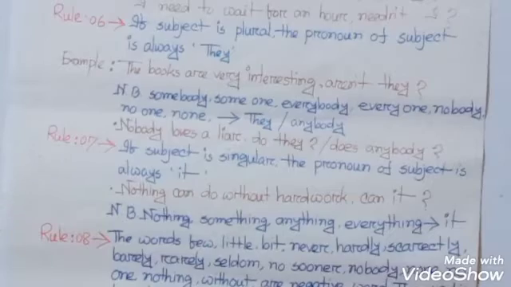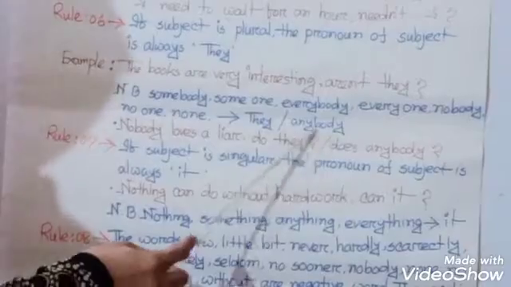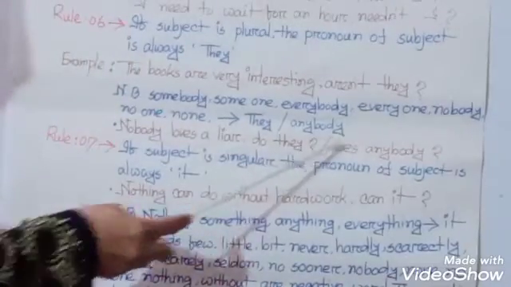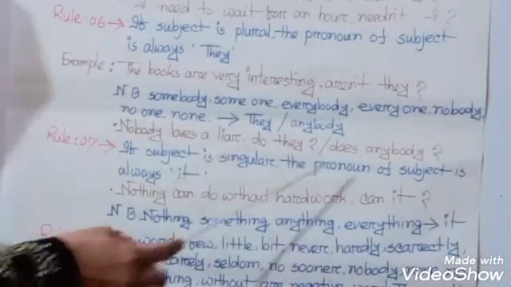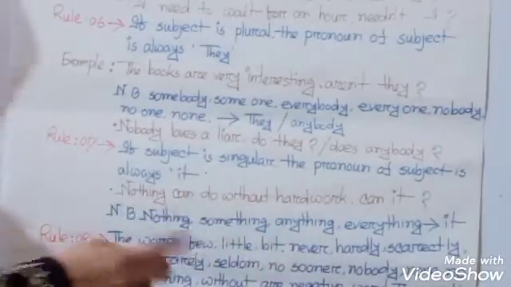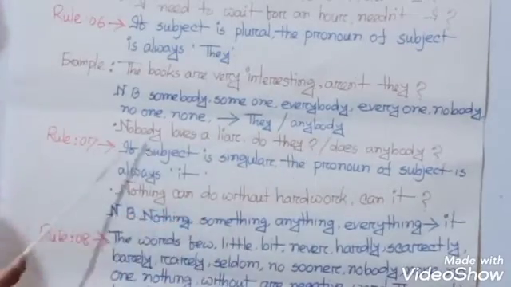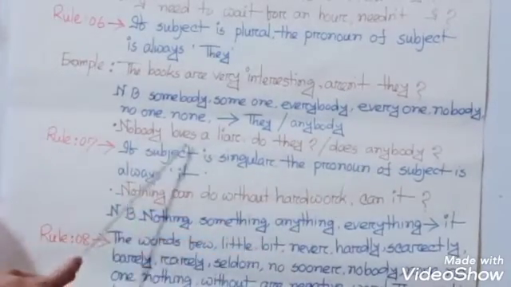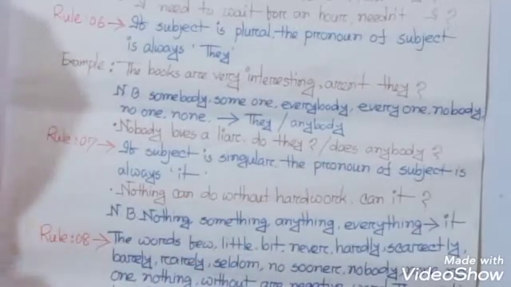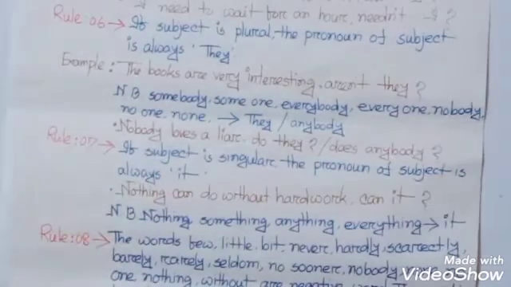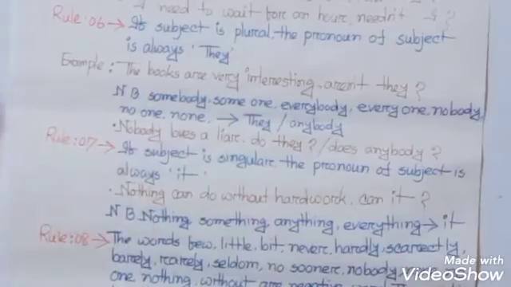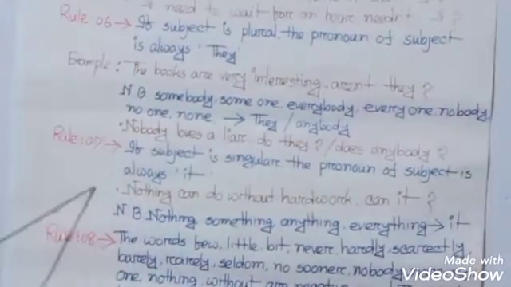Dear students, we also may tag it by using anybody. Notice, nobody loves a liar. Does anybody? If we use anybody as subject, in that case, we obviously use auxiliary does. Anybody uses auxiliary does, not do. Okay? Then the next one.